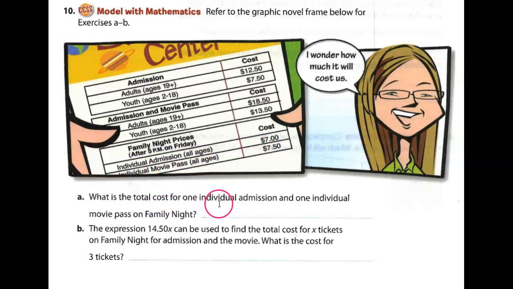So it says, what is the total cost for one individual admission and one individual movie pass on family night? Well, we have family night right here, and it says individual admission and, right, that means basically plus one individual movie pass. So over here, if we have an individual admission, that's $7, right? I don't know why I can't see my writing anymore. One second. Okay, so what you need to do on this is find out the admission price, which is $7, right? Because it just tells me that.